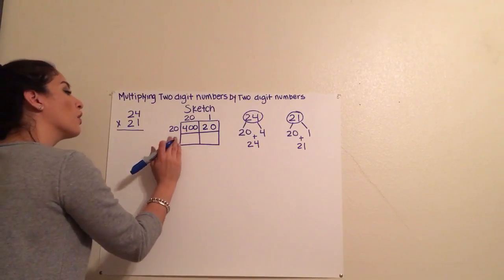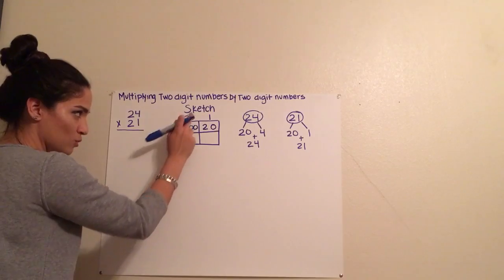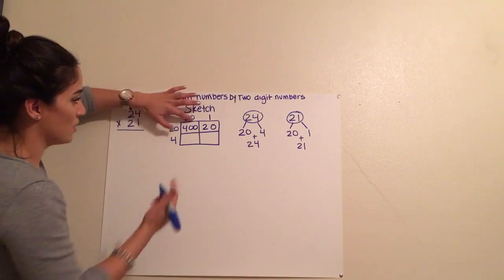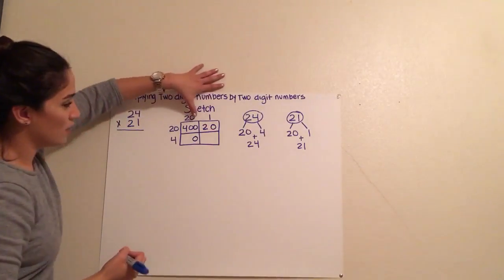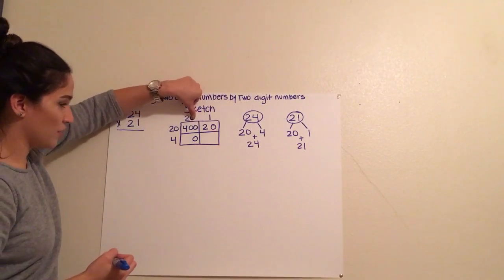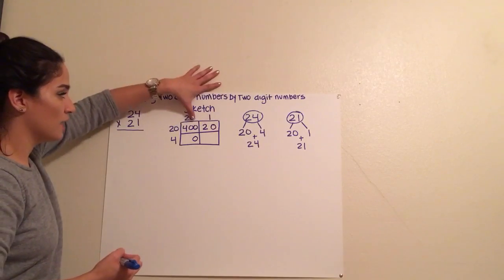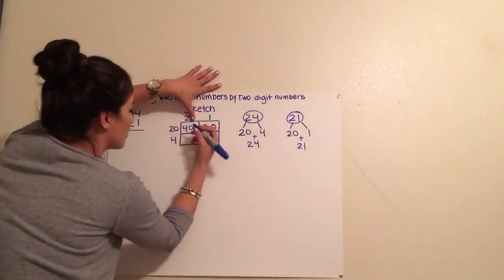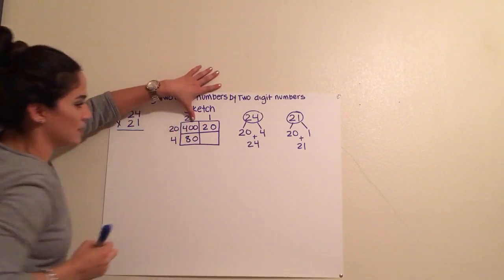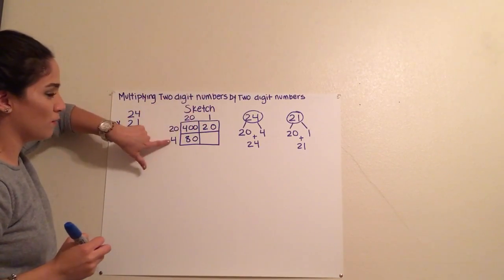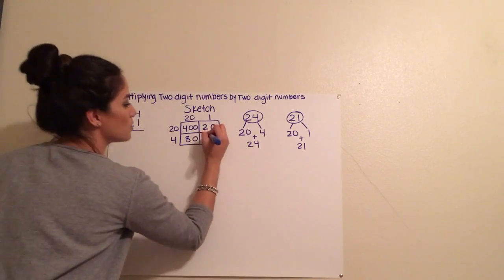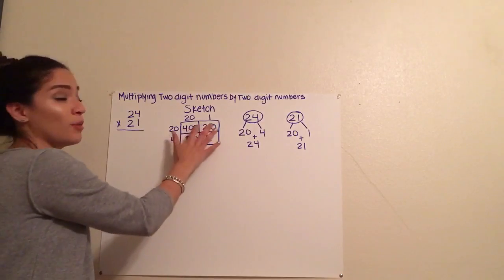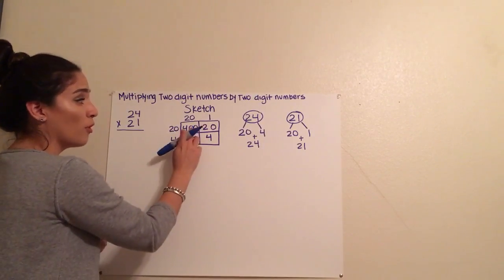Now we're going to go to the bottom. So we have 4 times 20. And then again, how many zeros do we see? Just 1, right? So we put our 0, and we put our finger or hand on it. So what do we end up with? 4 times 2. What is 4 times 2? It's 8. Now, what do we have? 4 times 1. What is 4 times 1? 4. So now that we have our 4 boxes complete, we're going to get our partial products.